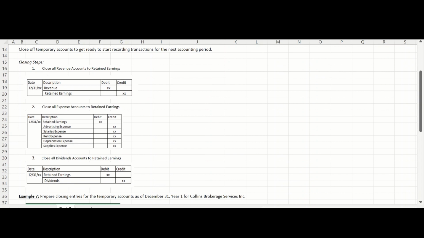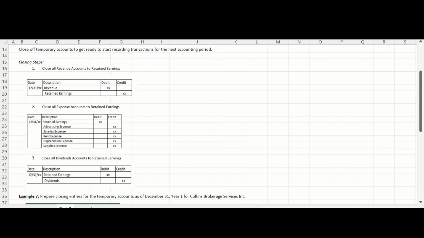Step 2 will close all expense accounts to retained earnings. And we can do this in one or several entries. My preference is to see one entry, so retained earnings, and then list all the expenses as the credit. Again, the expenses will need to hit retained earnings at the normal balance of the expense accounts. We know that expenses are increased by debits. Therefore, the amount of these expense accounts will be hitting retained earnings as a debit. So retained earnings is debited for the amount of expenses.